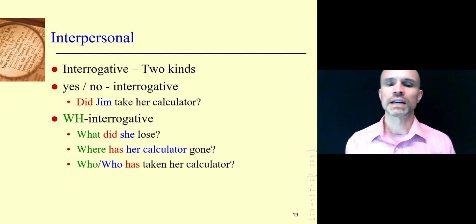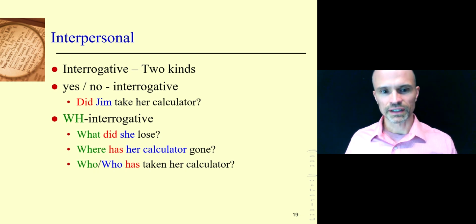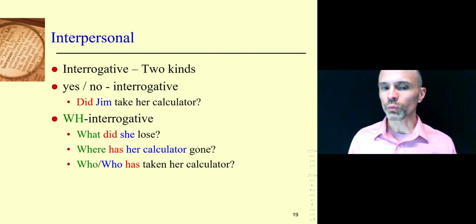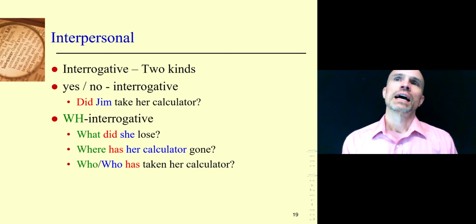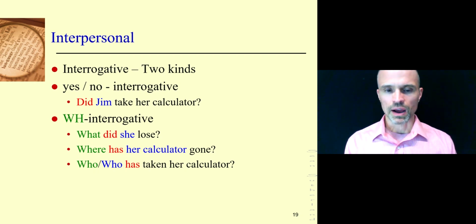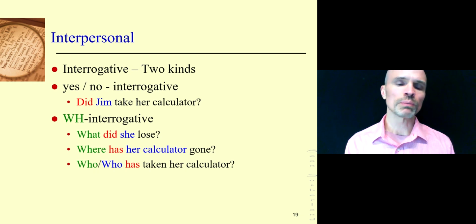It's this last one that's a bit tricky, right? Who has taken her calculator? What we have here is a case where the who is both the subject and the question word. If you look at what did she lose, sometimes people aren't sure how to find the subject of an interrogative. Look at what did she lose. In your head, or write it down, how would you turn that into a declarative? What movement would you make to turn what did she lose into a declarative?